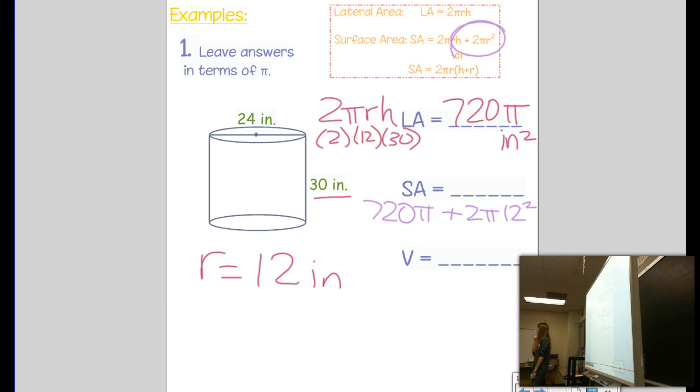12 squared times 2, and then add it to 720. 1008? Nice. 1008 pi inches squared.